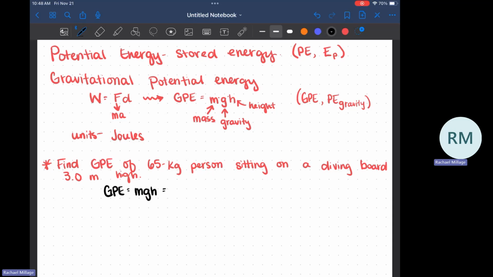So our GPE, what is our mass? 65 kilograms. What is gravity? 9.81 meters per second squared. What is our height? 3.0 meters. Yes.